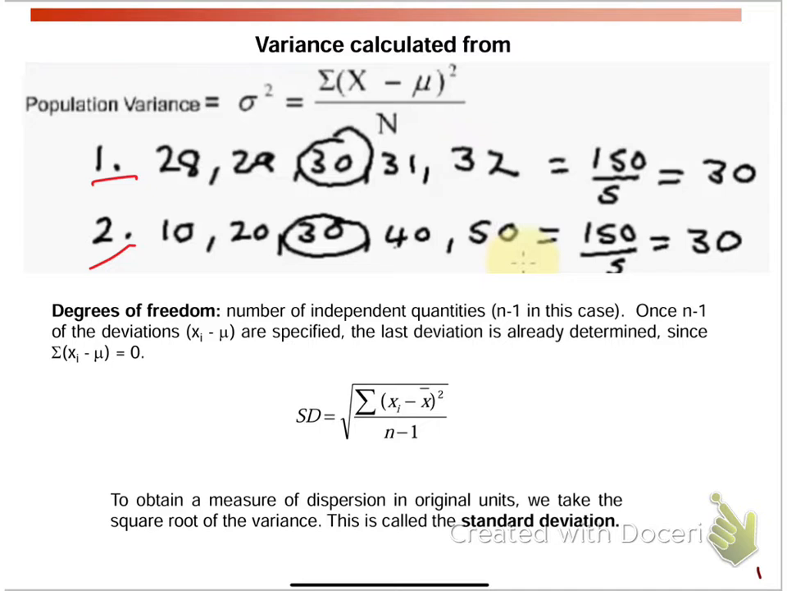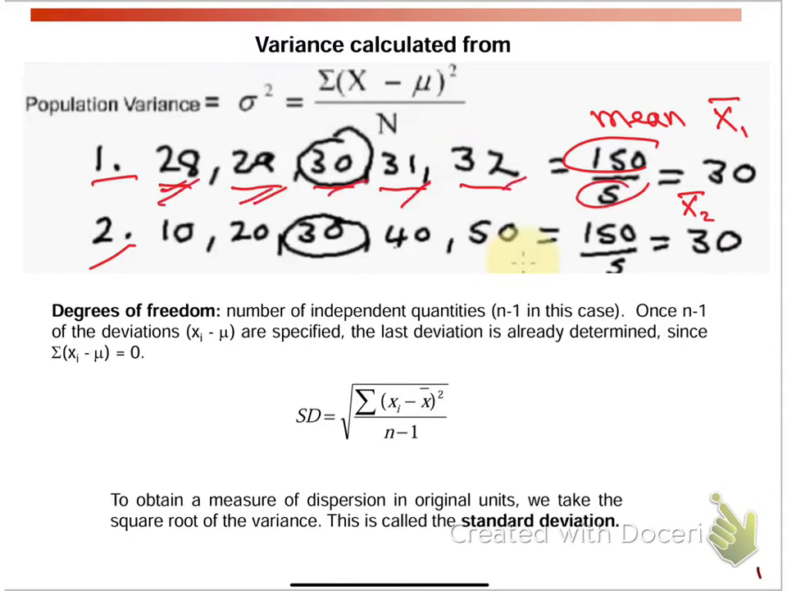For set 1, if we try to get the mean of the data, x bar, we can call them x bar 1 and x bar 2, just to distinguish them. The first one is the sum: 28 plus 29 plus 30 plus 31 plus 32. The total is 150. How many are there? 1, 2, 3, 4, 5. So the total is 5, and the mean, or x bar, or the average, is 30.